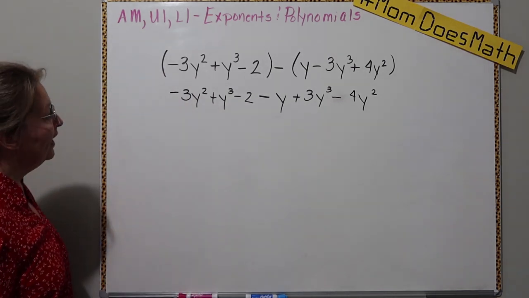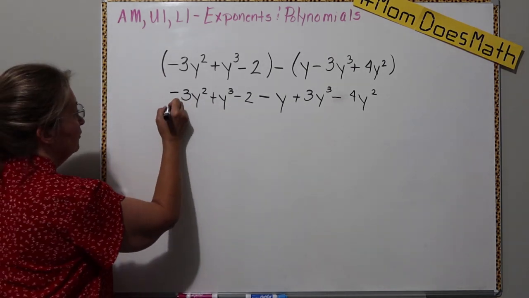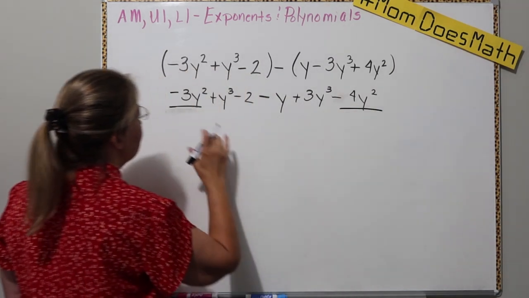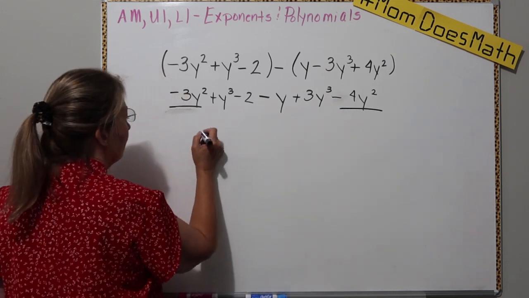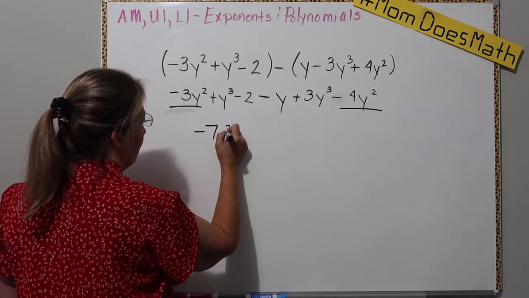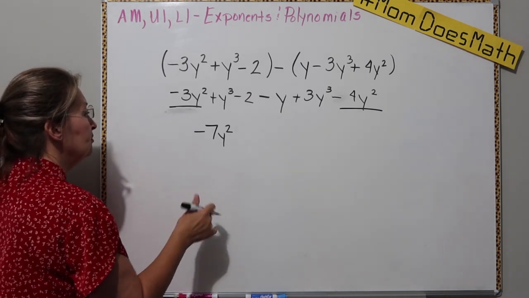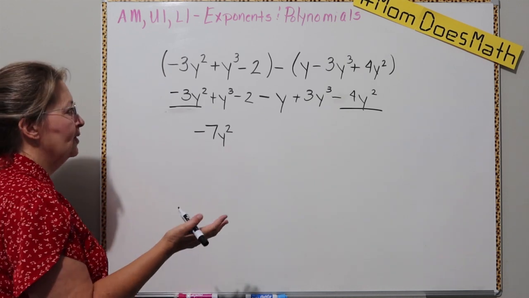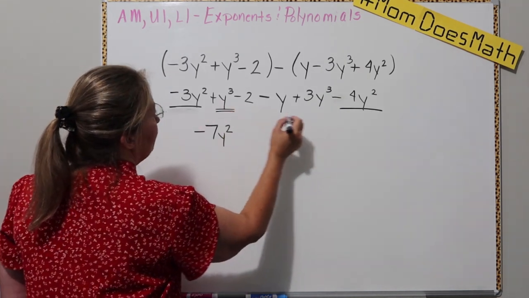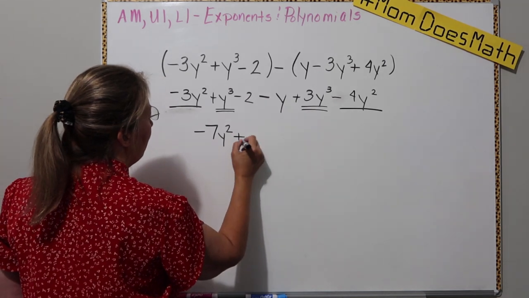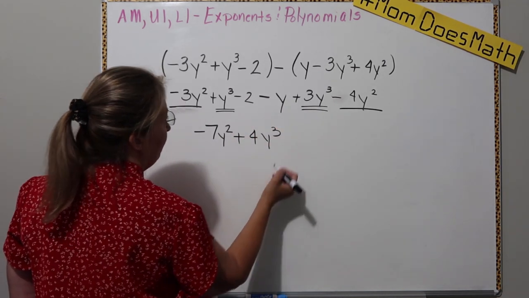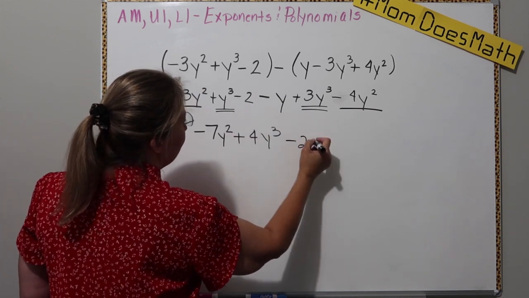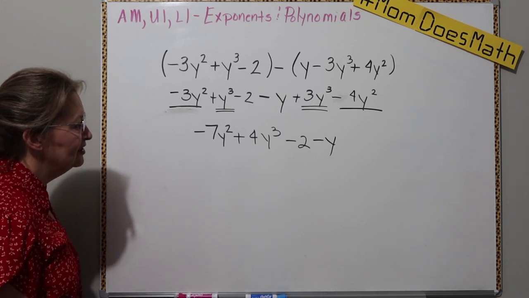Alright, now let's combine matching terms. Here's a negative 3y squared. Let me just put one line under that. And that can combine with this. Negative 3 combines with negative 4 to give you negative 7y squared. Remember, when you're adding terms, exponents do not change. Exponents change when you multiply terms. When you add terms, exponents stay the same. Alright, here's a y to the third and a 3y to the third. They're both positive. Combine them to get 4y to the third. Then, I don't have anything to combine to the minus 2, and I don't have anything to combine to the minus y. So those are going to stay the same.